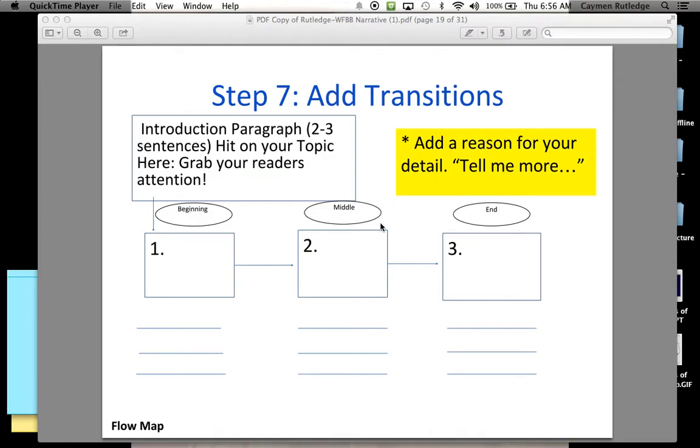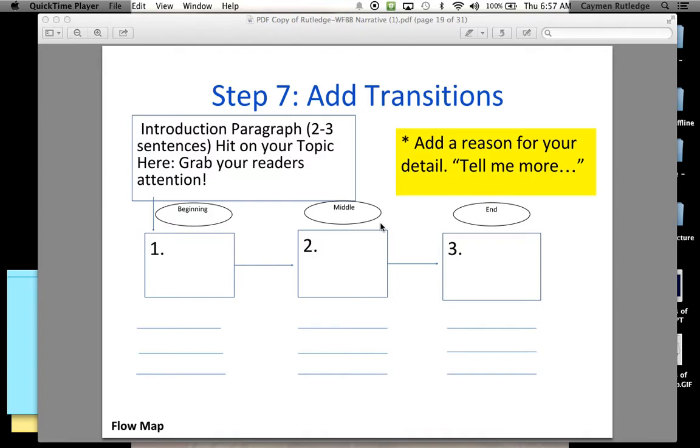Okay, depending on where we left off in class, you should be at the point where you should be able to add transitions. Some of you might be ahead of this, other class periods might be ahead of this, you might be at this part. So at this point, you should be adding your transitions. And rule of thumb for transitions is you want to stay away from words like first, second, third, or then, there, after, or next, or afterwards.